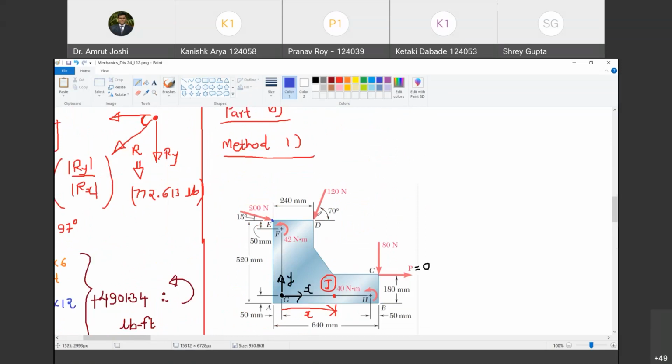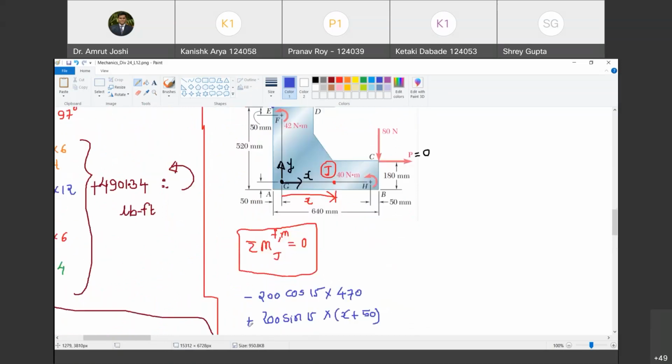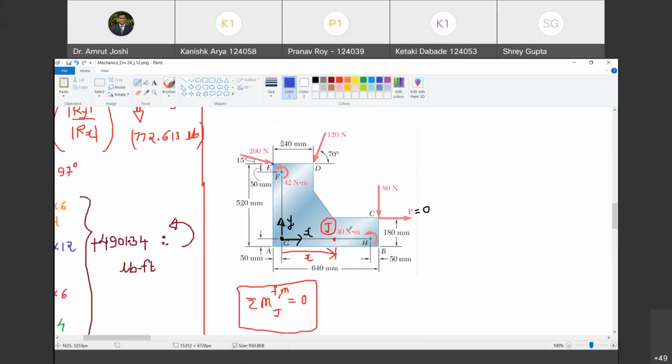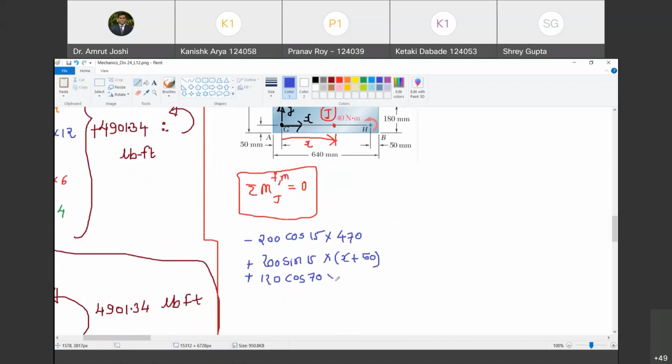Now let us look at 120. 120 cos 70. Horizontal component. What kind of moment does it cause about J? Sir, is it anti-clockwise? Yes. So we are going to write down the sign as plus. Are you with me? Yes, sir. So 120 cos of 70. And which distance am I interested in? As it is a horizontal component, I am interested in vertical distance between D and J. What is vertical distance between D and J? 520 minus 50. That is 470. You agree with me? Yes, sir. So into 470.